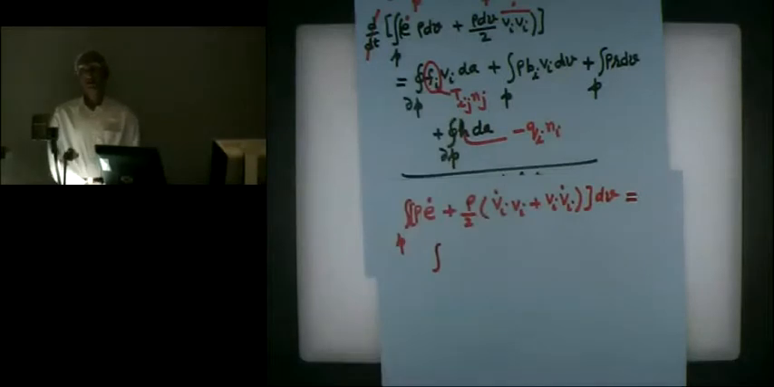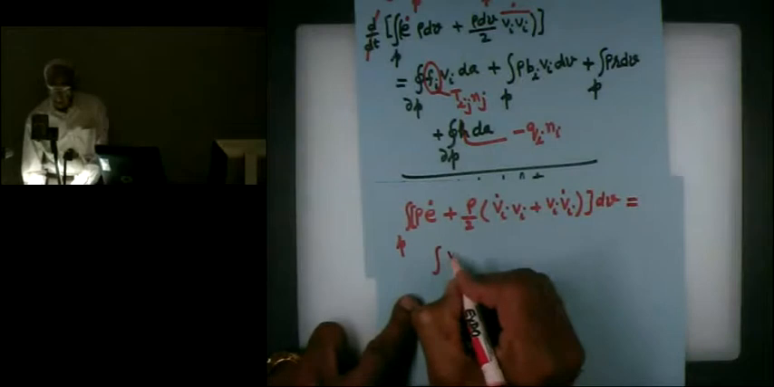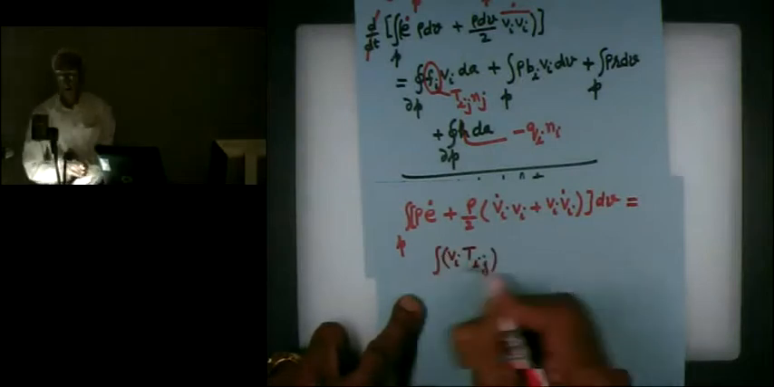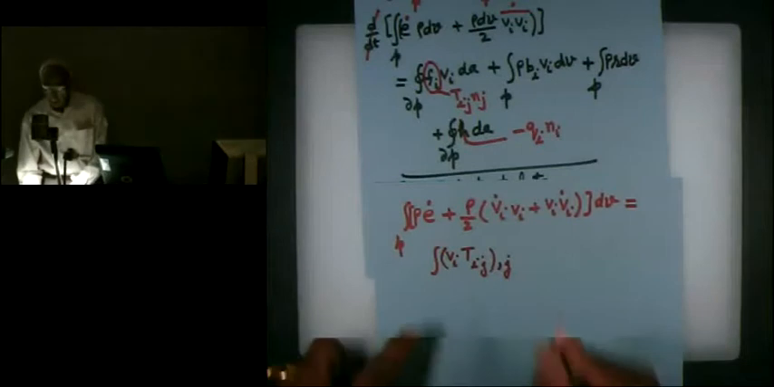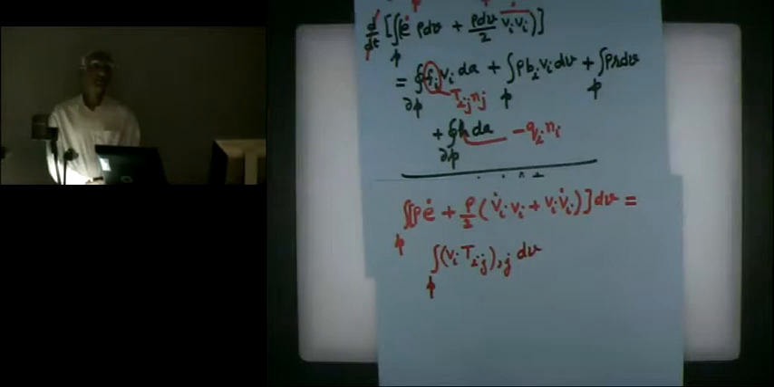And can we use the divergence theorem now? Because see, J and J is summed. So we can use the divergence theorem. And if we use the divergence theorem, we will get Vi, Tij. This whole thing is differentiated with respect to Xj, and we get dV here. So now it's on the volume.